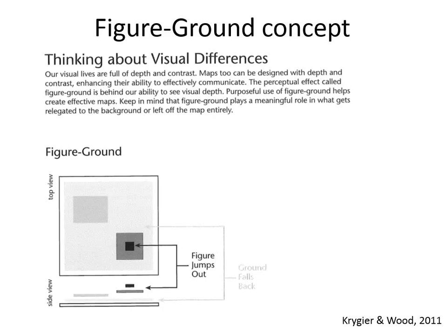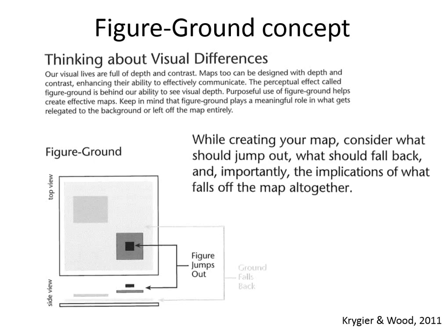There's a concept we use to describe this. It's called the figure-ground concept. The idea is that by using things like contrast, you're able to make things jump out on parts of the map and push other parts of the map falling back.